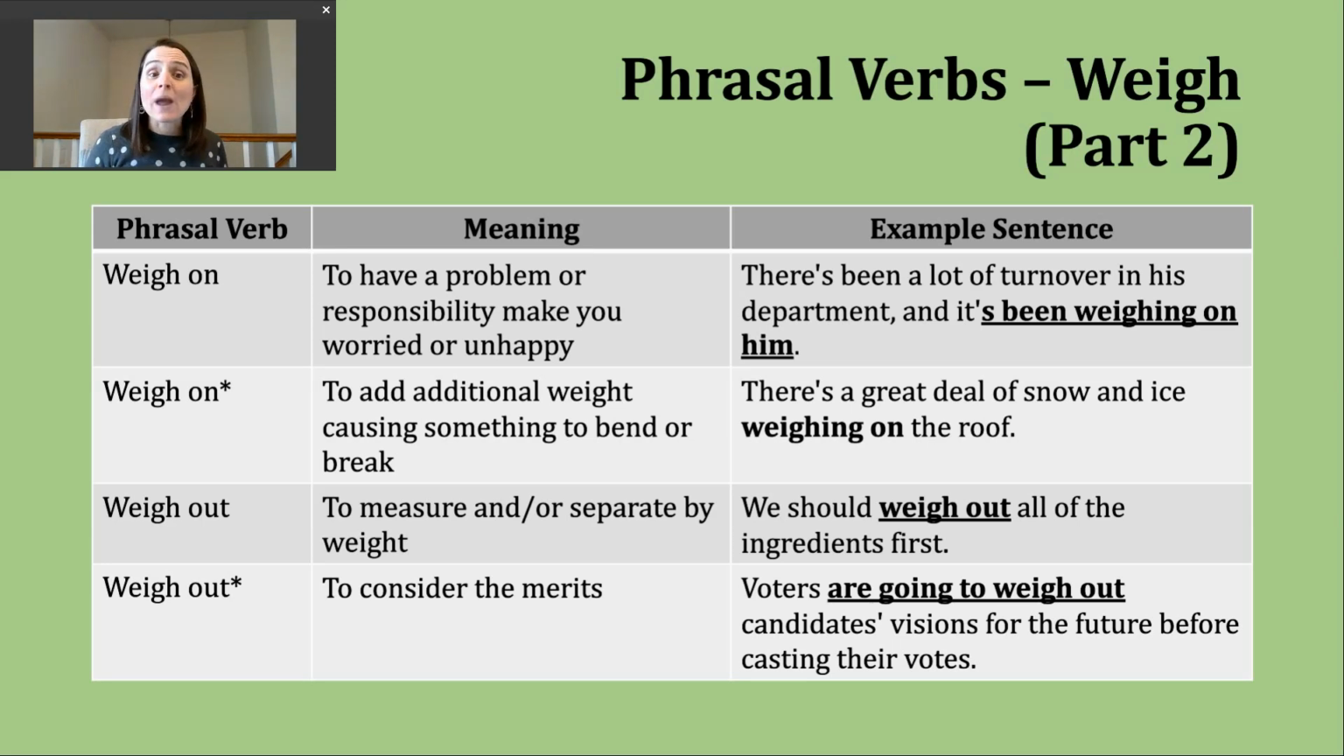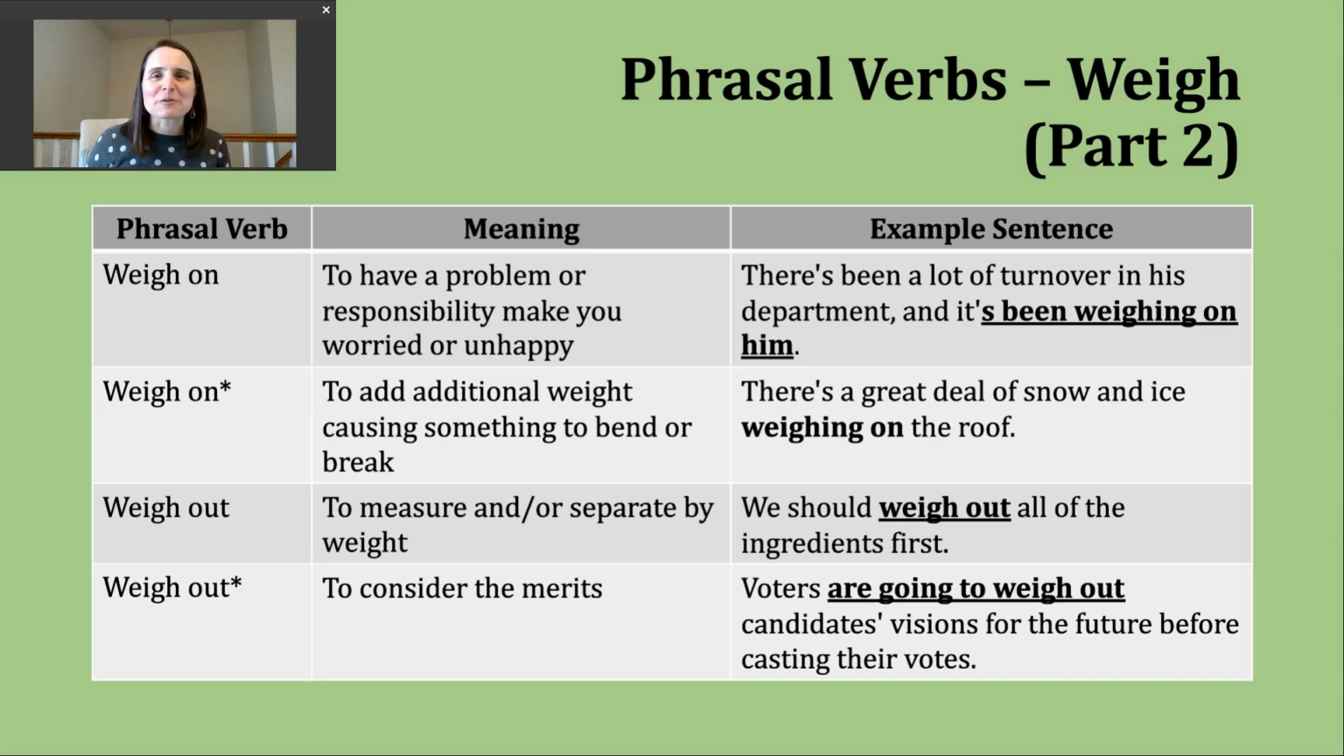A second way to use weigh on would be to add some additional weight, many times leading to something that's going to either bend or even just break. An example of this might be, there's a great deal of snow and ice weighing on the roof. So we might be worried about it falling in, caving in from that additional weight.